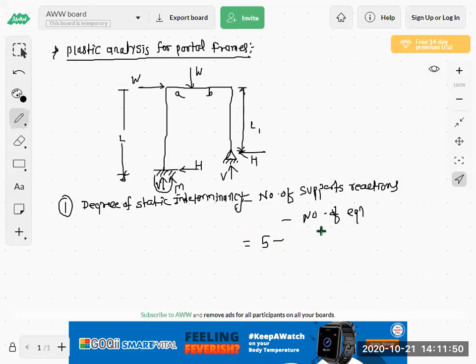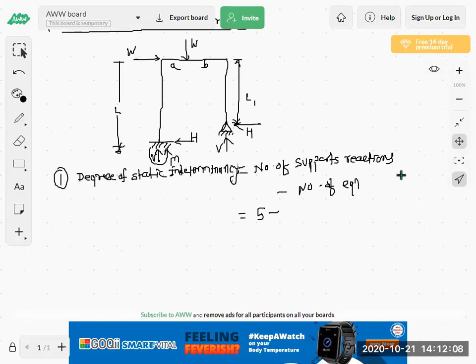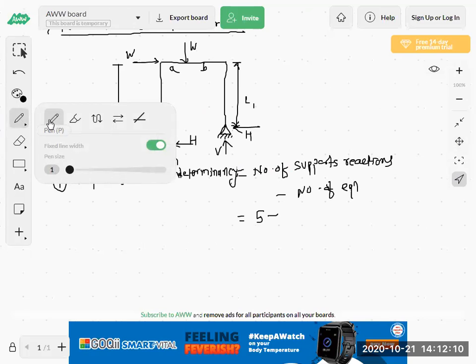See, how many equations are required to make this frame stable? Anybody can answer me? How many equations are required for stability of this frame? You have studied this in Applied Mechanics, or in SOM 1 and 2.